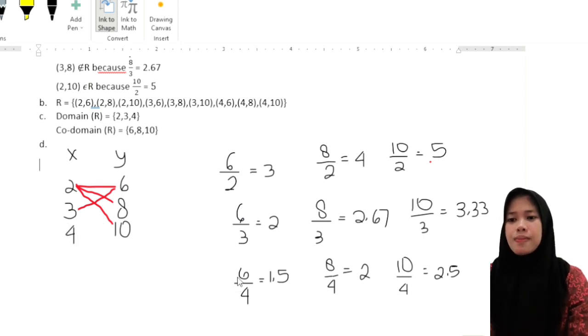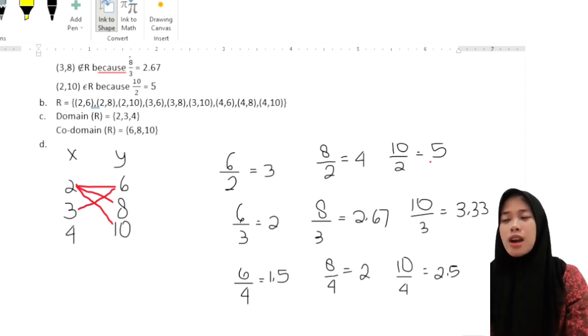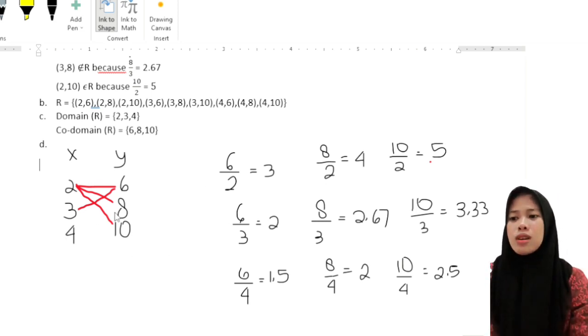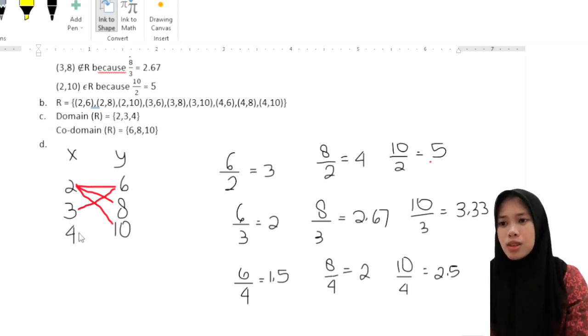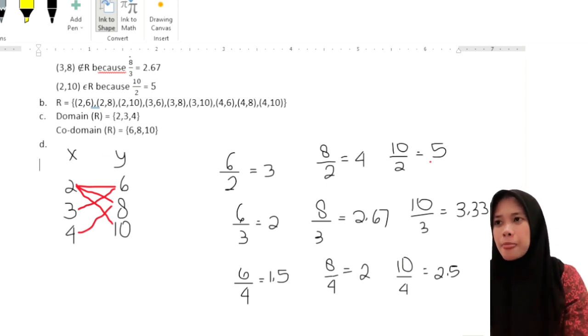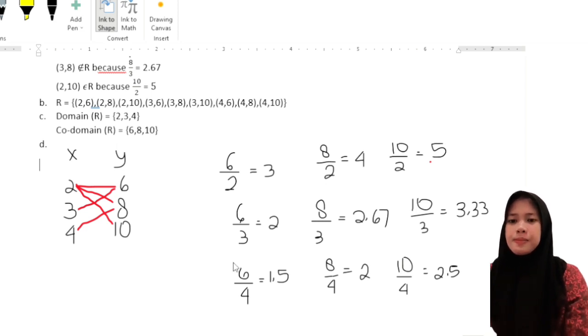Next, 4 and 6. 6 over 4 equals 1.5. 1.5 is also not an integer, so we cannot draw a line. 4 and 8. 8 over 4 equals 2. 2 is an integer, so we can draw a line, 4 to 8. Plus 4 and 10. 10 over 4 equals 2.5. 2.5 is not an integer, so we cannot draw a line.